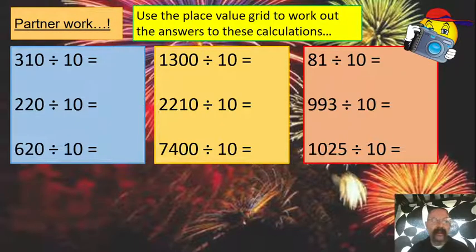Okay, so the answers for the blue calculations would be 31, 22, 62. For the orange calculations would be 130, 221, 740. And we're going to use our tenths place value column for the answers of our red questions. So we've got 8.1, 99.3, and we've got 102.5.